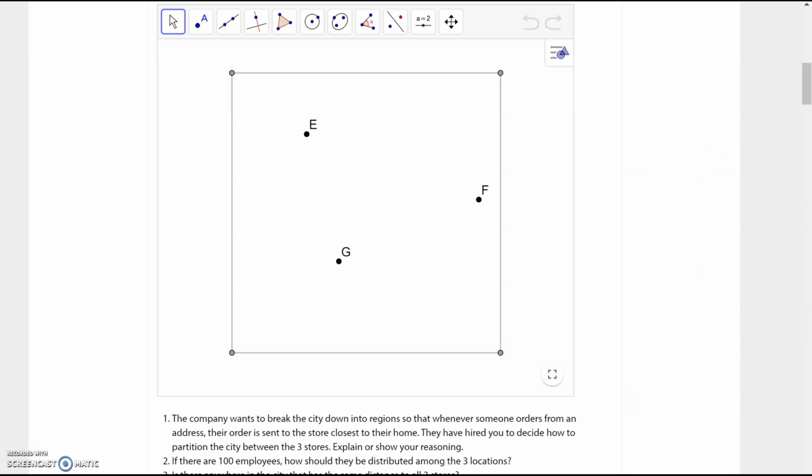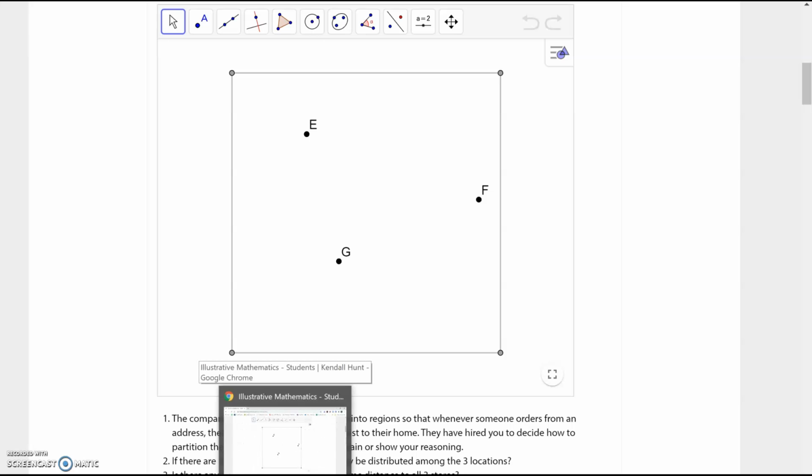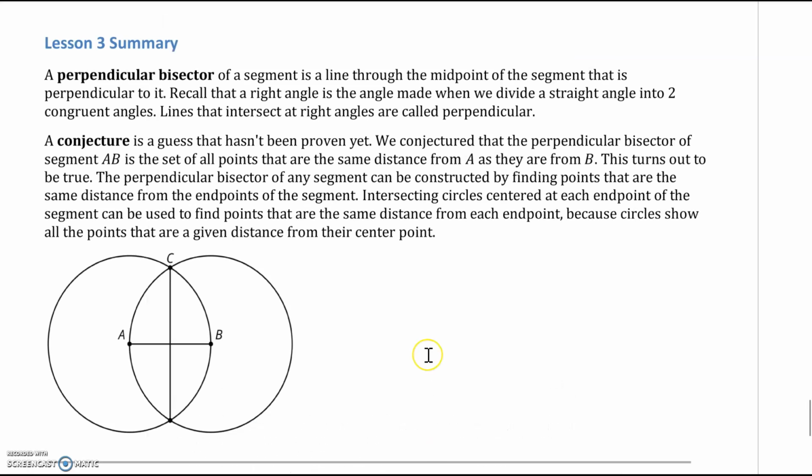And to do this, what I want to do is go back to Unit 1, Lesson 3, and I want to remind everybody that we made a conjecture, and our conjecture was that the perpendicular bisector of a segment consists of all of the points, the set of points that are all the same distance away from A as they are from B.